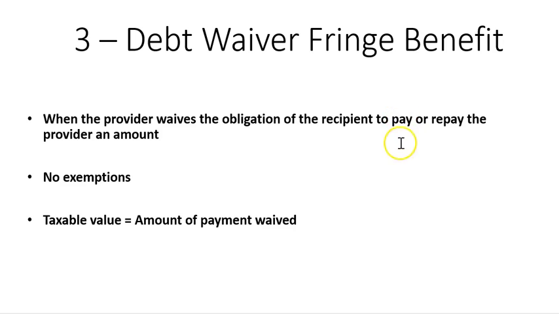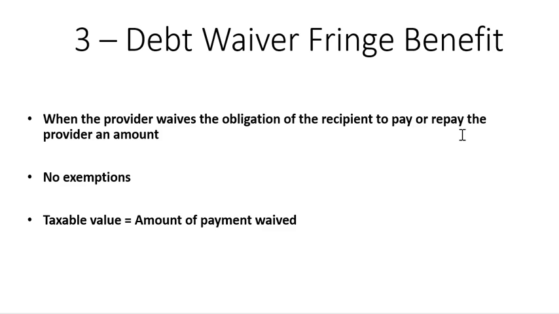So pay, for example, could be my employer provides me with, say, a service, and they go, right, Ben, actually, we don't need you to pay for that. We're happy to give that to you for free. They're waiving my obligation to actually pay for the service they provided to me, so a fringe benefit would arise there. Also then repay, so if I owed the company $10,000 and they go, right, Ben, we love you, we're going to waive your debt. You don't have to pay it anymore, then again, a fringe benefit would arise there.